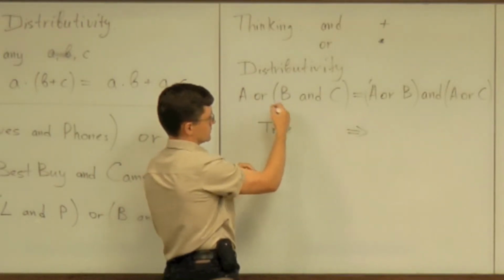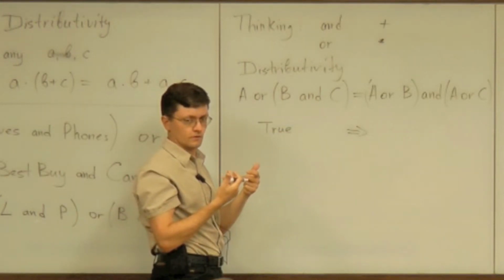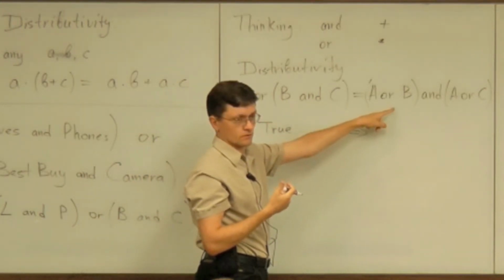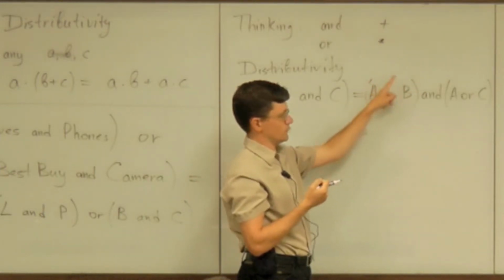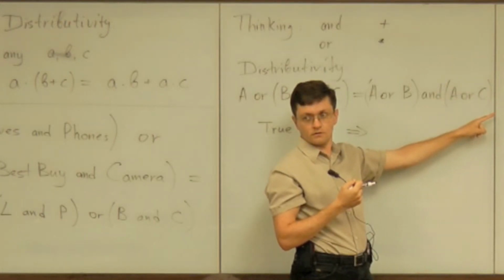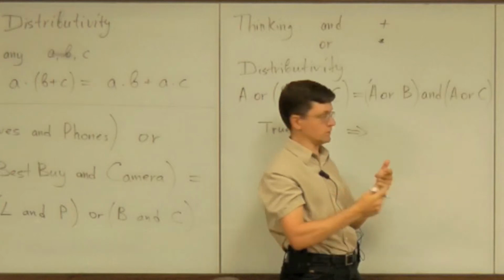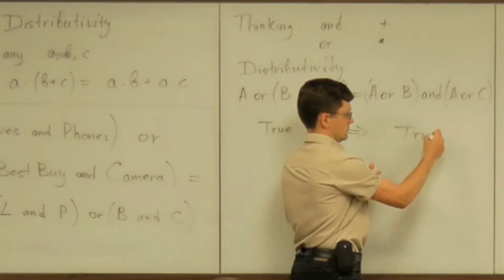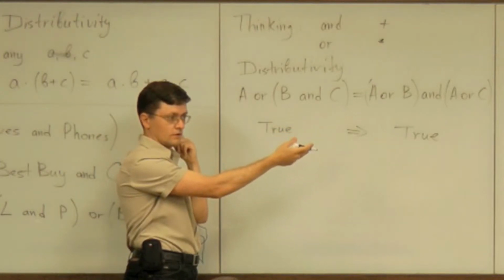Okay, well, there is another possibility though, right? For this to be true, we may have B true and C true together simultaneously. Will that make this statement true? If B is true, it makes the first bracket true. If C is true, it makes the second bracket true. If both brackets are true, AND makes it true. So this true implies that true.